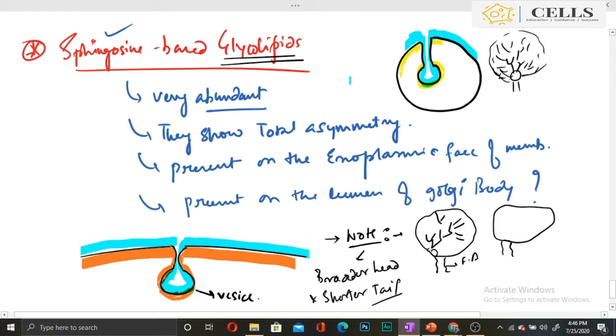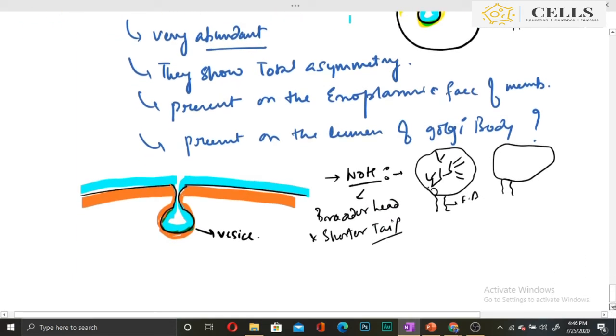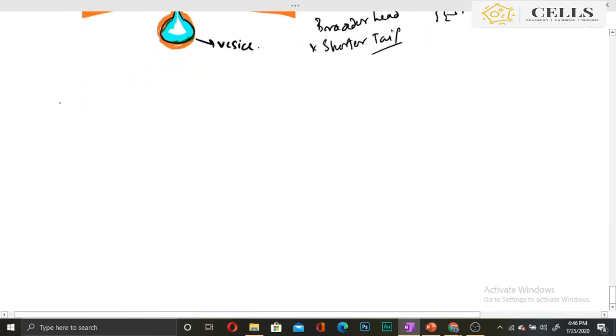Now what happens? See this very carefully. As a result, what is going to happen is that as they have broader heads and shorter tails, they are not able to form a bilayer structure.